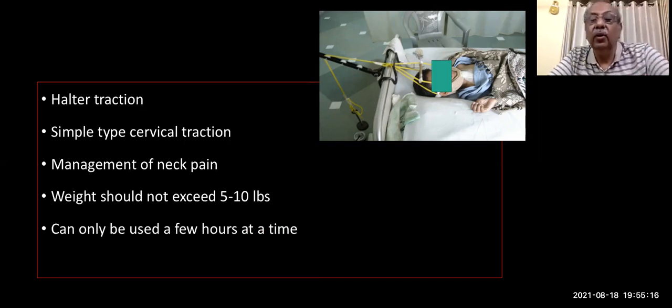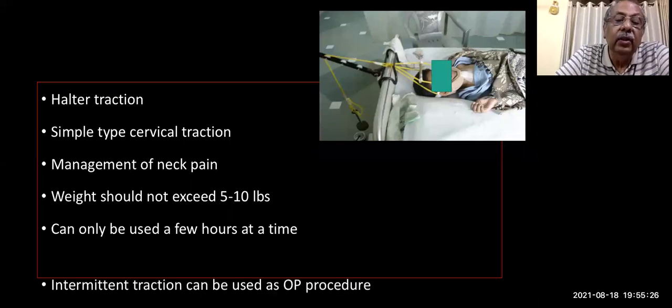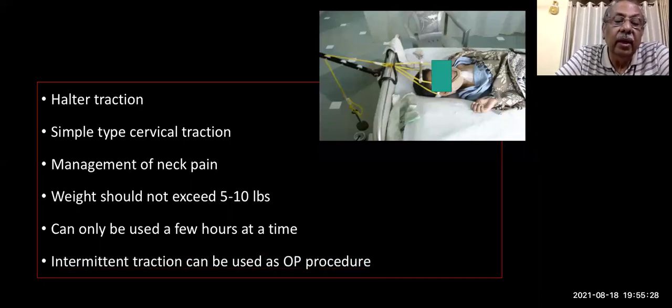It can be used only for a few hours at a time, because it is producing constant pressure to the chin, and it can produce pain in that area.